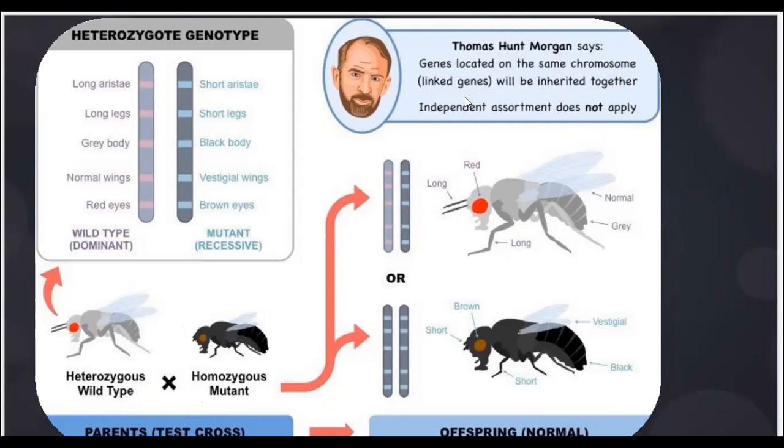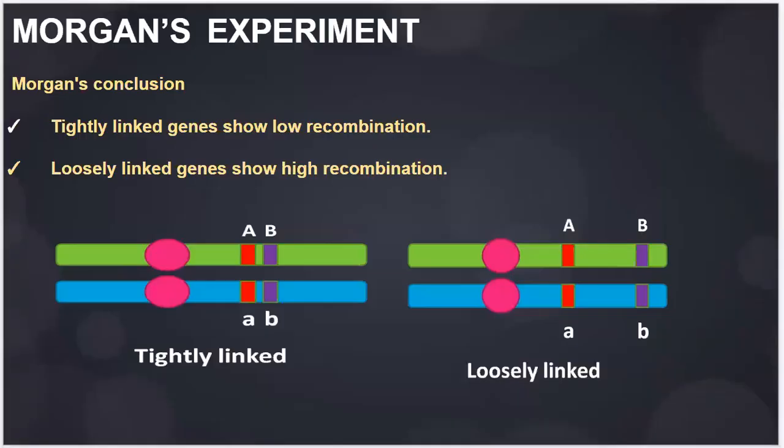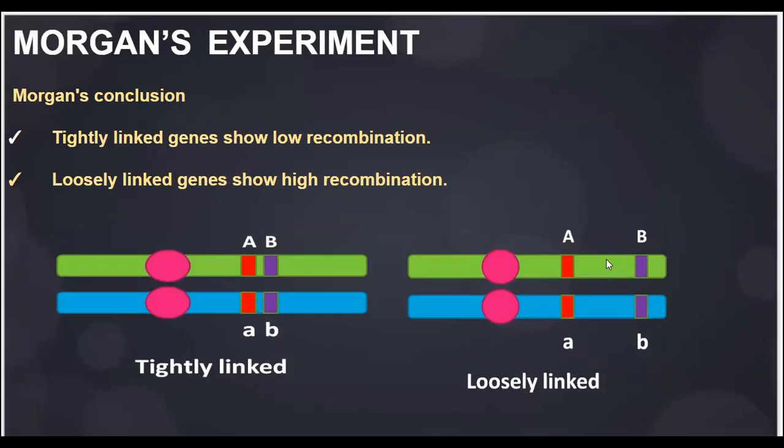So this was the outcome, and you need to know just the concept, that is, what is linkage, what is complete linkage, and what is incomplete linkage. Just a recap and conclusion: these tightly linked genes will have lower recombination rates. Mostly they will be representing the parent type, and the loosely linked genes will show high recombination because their chances of getting separated and appearing independently in the progeny will be high. We just saw this in the cross.